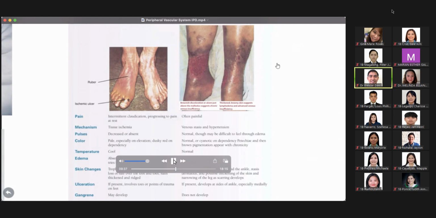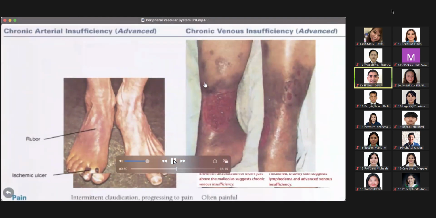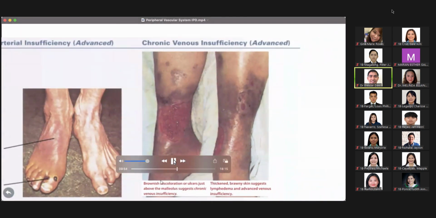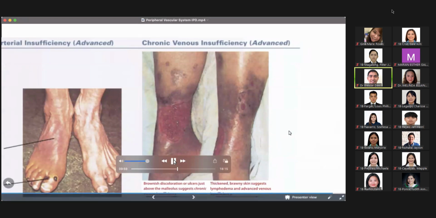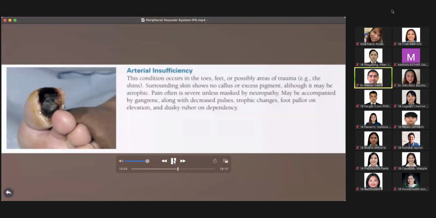For chronic venous insufficiency, the skin can be brown, or there can be associated stasis dermatitis, thickening of the skin, or narrowing of the leg as scarring develops. Chronic venous insufficiency can show thickened or brownish skin, which can be due to advanced venous insufficiency. For arterial insufficiency, you can have necrotic areas, also known as dry gangrene.